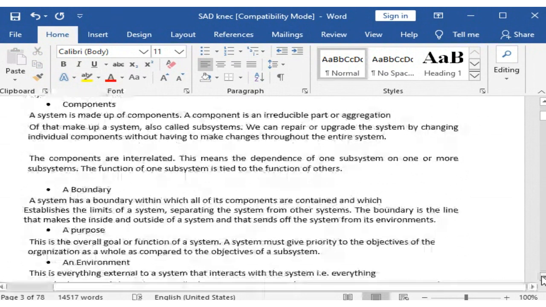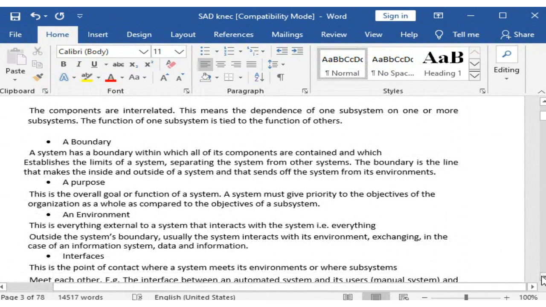Then we have boundary. Now, a system has a boundary within which all of its components are contained and which establishes the limit of a system, separating the system from other systems. The boundary is the line that marks the inside and outside of a system and separates the system from its environment.